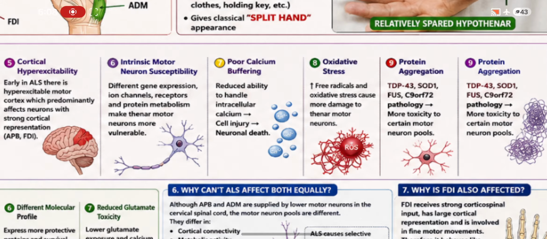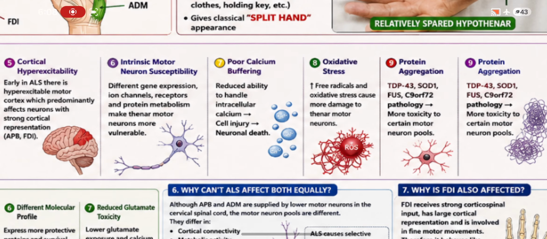A natural question then arises, why are the hypothenar muscles relatively spared? The first explanation is that the abductor digiti minimi receives fewer direct corticospinal projections compared with the thenar muscles. Because these neurons depend less on cortical input, they are relatively protected from the corticospinal degeneration characteristic of ALS.